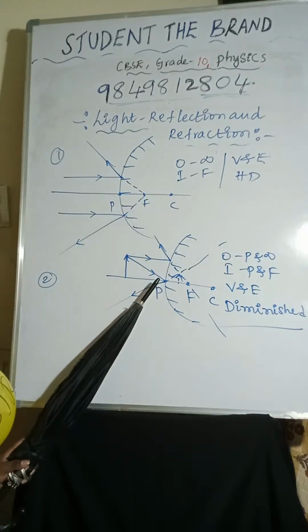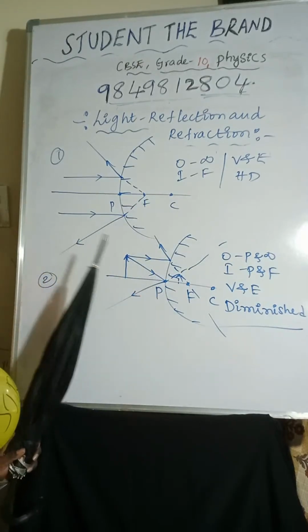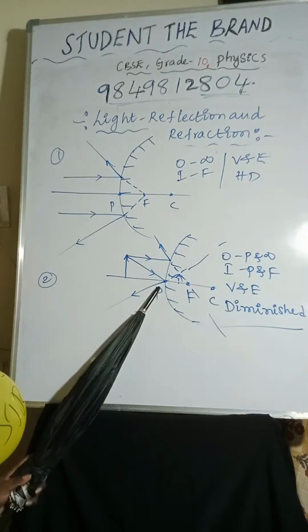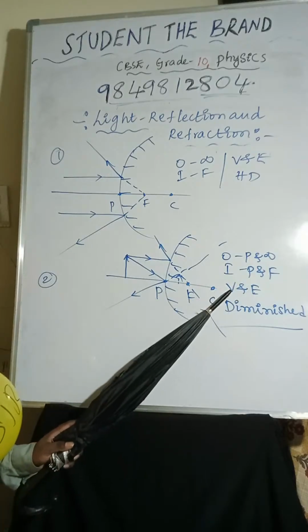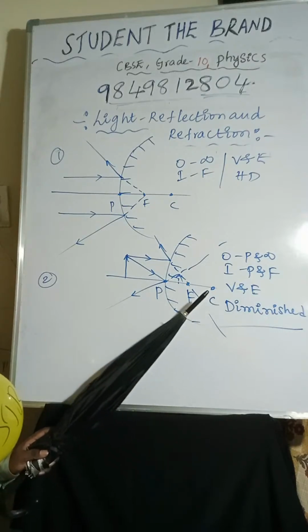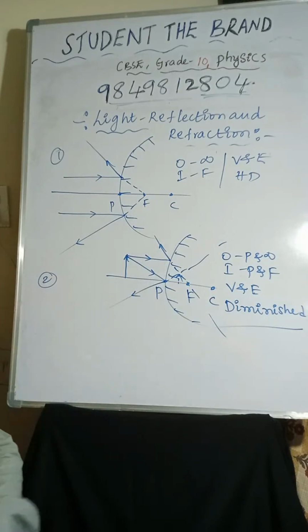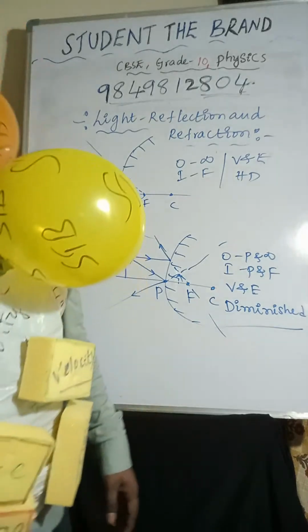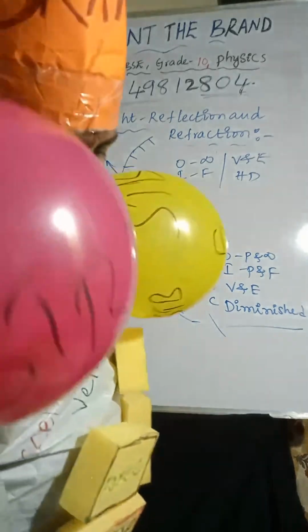Here, object is placed between P and infinity. Image is forming between P and F. Nature of the image is virtual, erect, and diminished. Okay. So next one, sign conventions. We'll discuss about sign conventions.